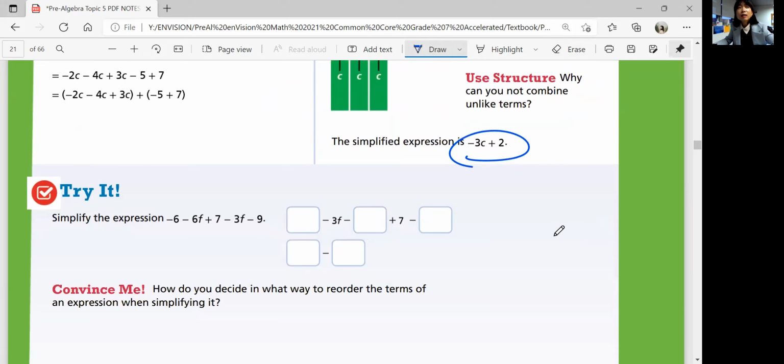So let's try this question. See if you can do it by yourself. Come back when you're ready for answers. Simplify the expression. Okay, fill in the blanks.